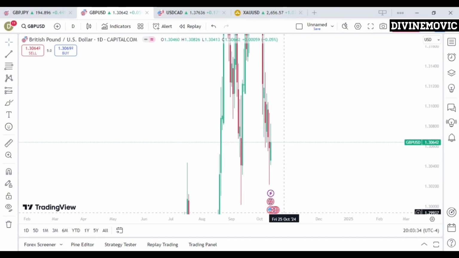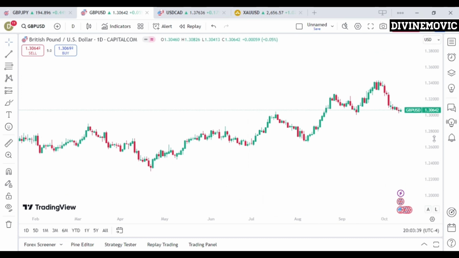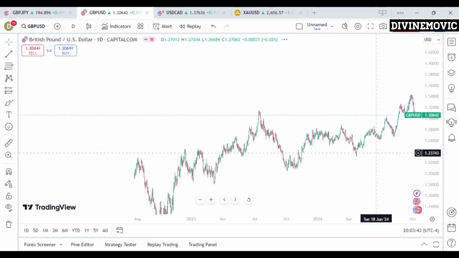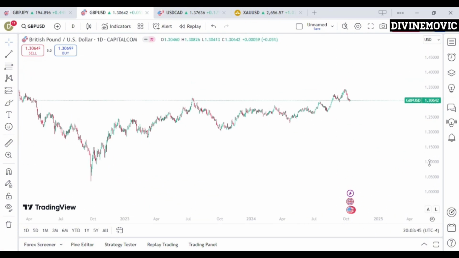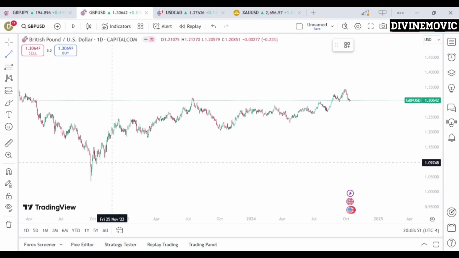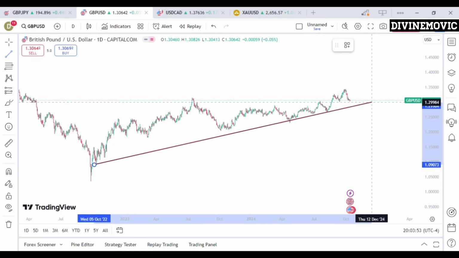The first thing we want to do is to understand the direction of the market by simply using our trend line to identify support and resistance. In this case, you can clearly see this place is simply our point of support, where price is simply moving from this point here to this point.